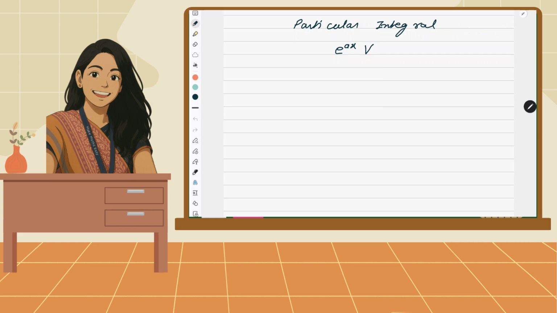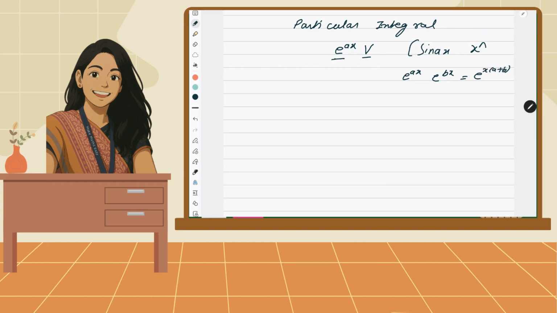And now come to the next category where you have the combination of exponential and a function v. Now this function v can be your sin ax, cos ax or polynomial. Here you should remember one thing, in case they give e to the power ax and e to the power bx, never apply this concept. What you can do is write e to the power x into a plus b.